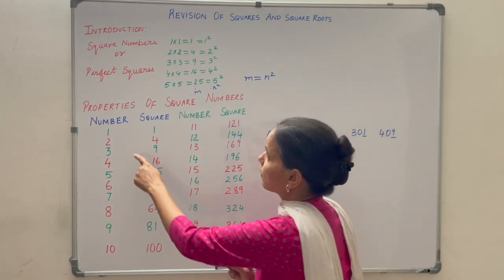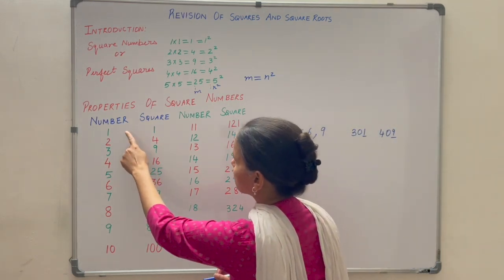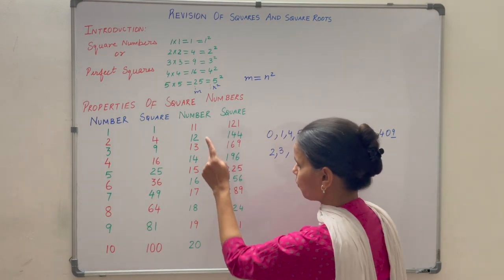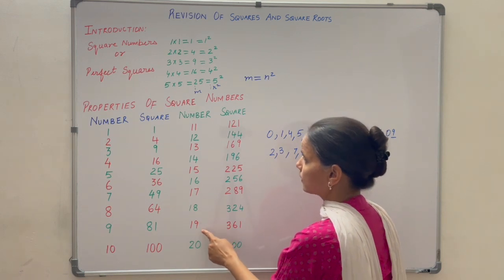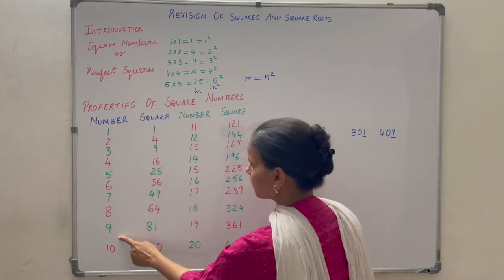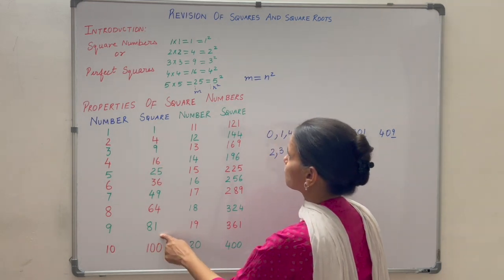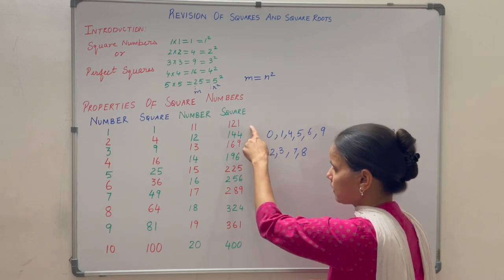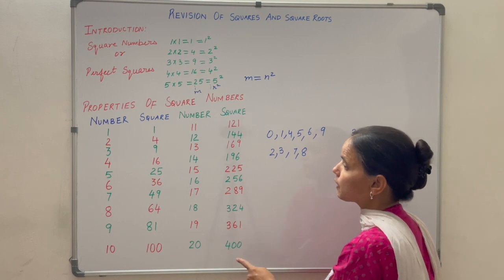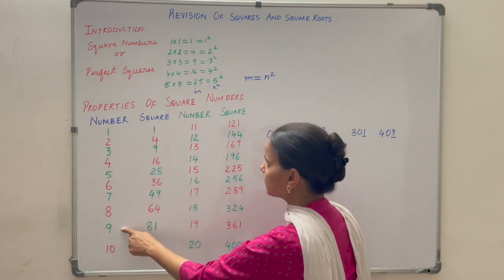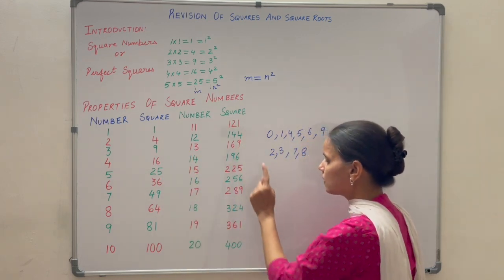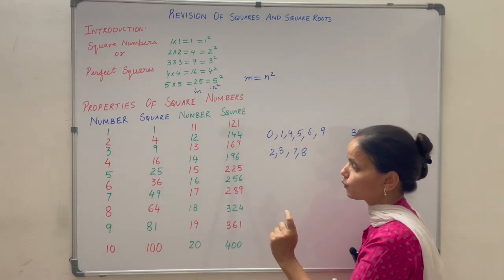If a number ends with 1 or 9, here the number 11 ends with 1, here 19 ends with 9, then the perfect square ends with 1. You can see 1 square is 1, 9 square is 81, it ends with 1. 11 square is 121, it ends with 1, and 19 square is 361, it ends with 1. So if a number has 1 or 9 in the units place, then the square number has 1 in the units place. There is one more property here.